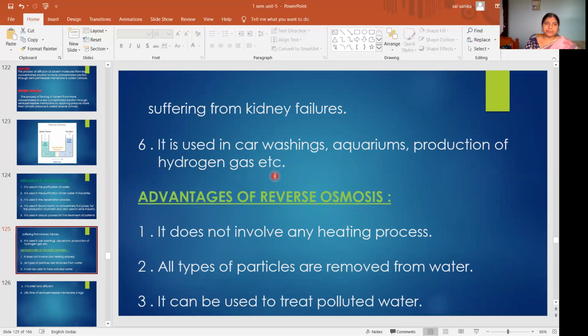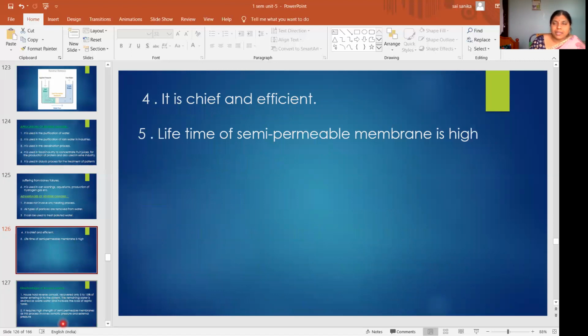Then the advantages of reverse osmosis. It does not involve any heating process. In this process, all types of particles are removed from water. It can also be used to purify polluted water. It is a very cheap and efficient method, and the lifetime of the semi-permeable membrane is high. These are the advantages of reverse osmosis.